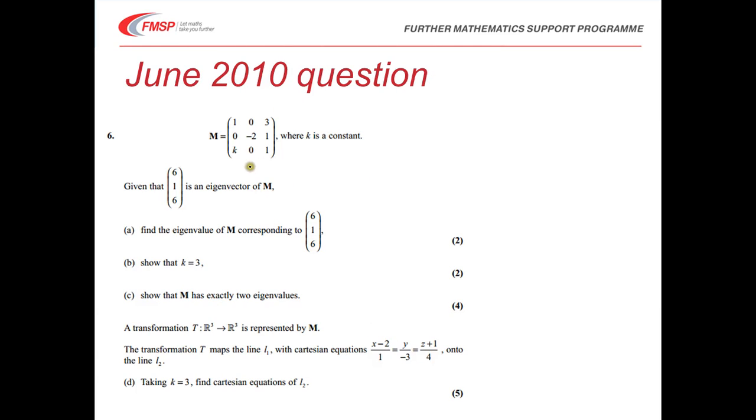So here we're given a 3x3 matrix called M. Notice one of the entries is not specified, it's just given as K. We're told that this vector is an eigenvector of M.